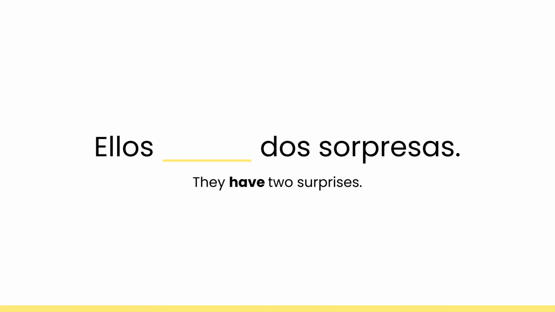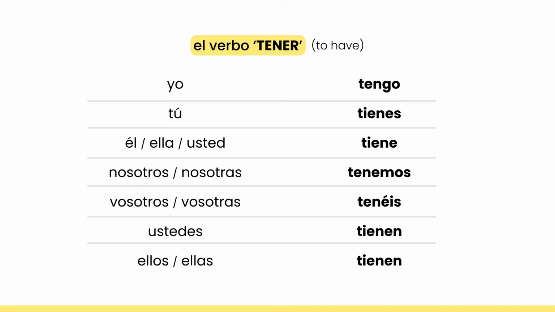Alright, and this sentence obviously becomes Ellos tienen dos sorpresas. They have two surprises. Or if we're talking about a group of girls or women, we say ellas tienen dos sorpresas. They have two surprises. Alright, so those are all the different conjugations for the verb tener, which is to have.